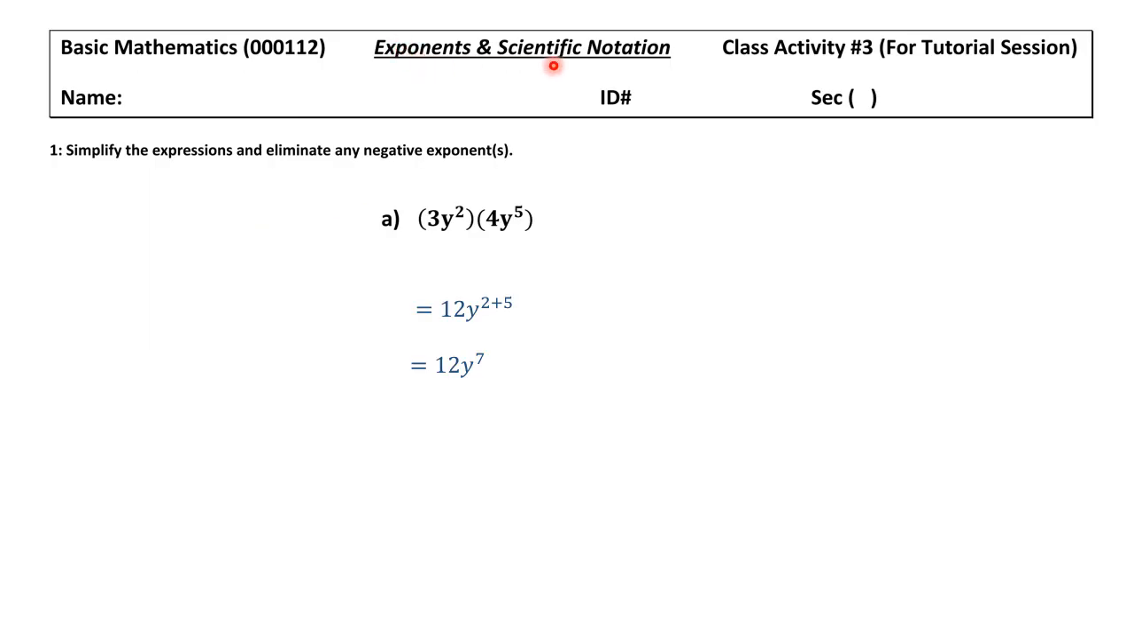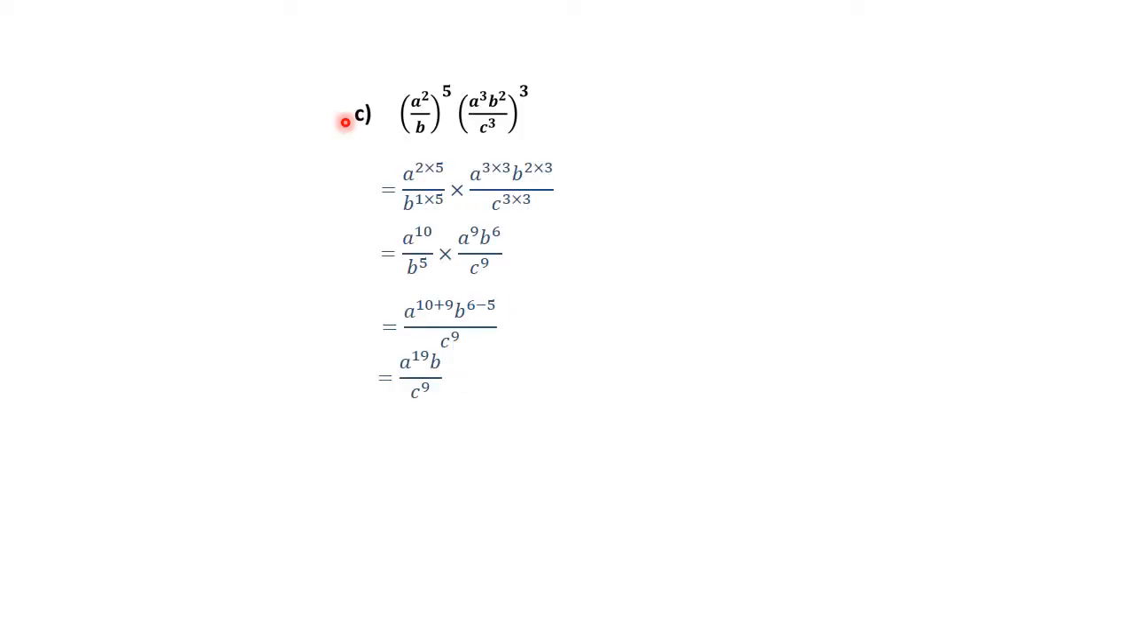Exponents and scientific notation, class activity number 3. Question number 1. Simplify the expressions and eliminate any negative exponent. Part A. 3y squared times 4y^5. 3 times 4 is 12. y and y are a common base, so we add the powers. 2 plus 5 is 7. We'll get 12y^7.